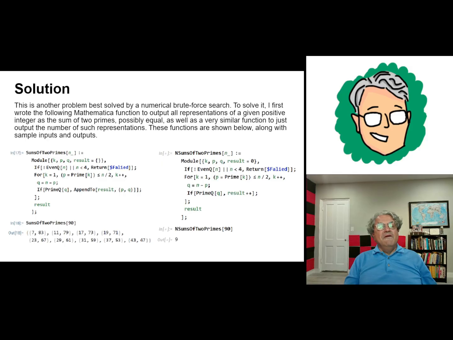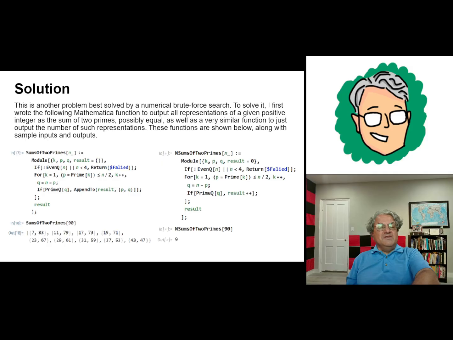It turns out that 90 is the largest number less than 100 with the most representations of all even numbers up to 100, namely 9. 100 itself, I think, has 6 representations. And then I wrote a very similar function on the right, which just keeps track of the number of such representations. Because you don't really need all the representations, you only need the number. You don't have to store them all. So the function on the right is a little bit simpler.